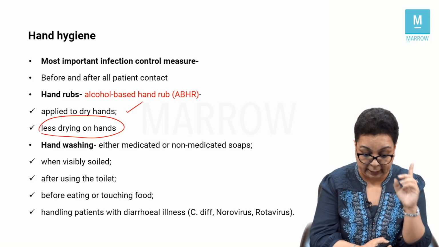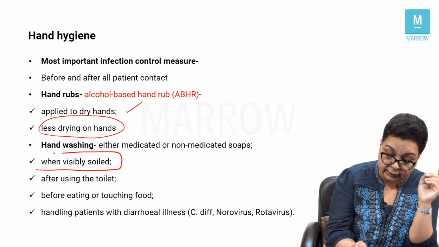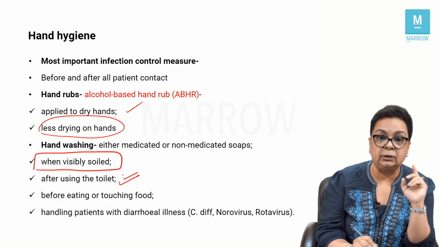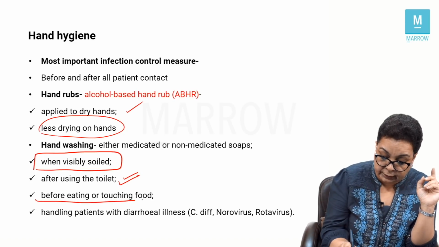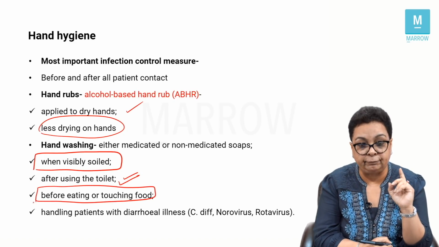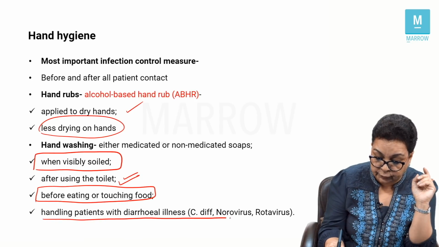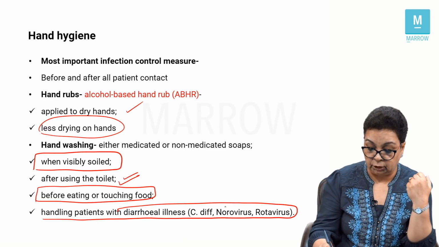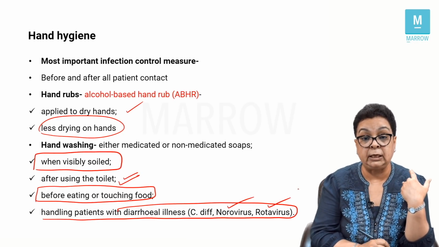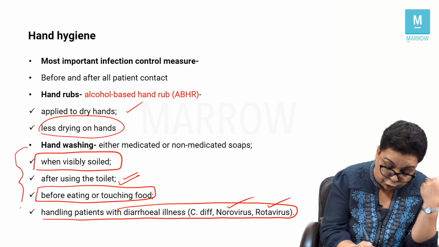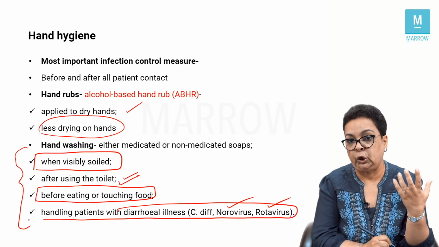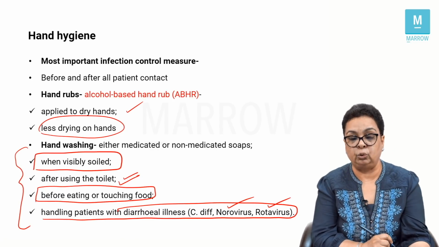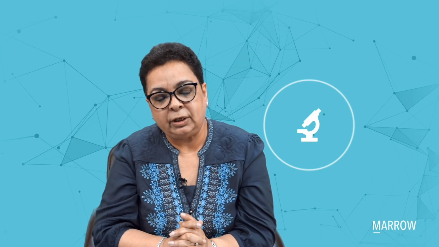Where will you wash your hands? When they are visibly soiled. That was our answer to this question. After using the toilet, before eating or touching food, and finally, when you're handling patients with diarrheal diseases like Clostridium difficile, noroviruses, rotaviruses. In these 4 situations, you're going to wash your hands with either medicated or non-medicated soaps. So this brings us to the end of our discussion.